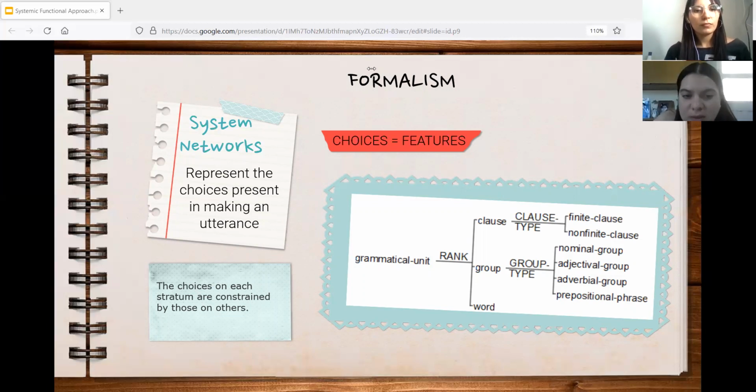The choices of one stratum are constrained by those on others. Thus, the decision to use a nominal group, for example, a noun phrase, rather than a clause to express a semantic process will be determined by both the textual structure of the text as a whole, but also by social context. That is to say that nominalization is more functional in a science text, for example, than in casual conversation.